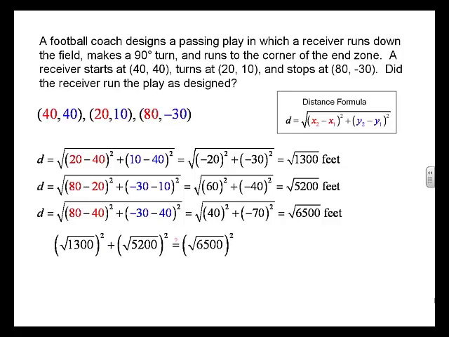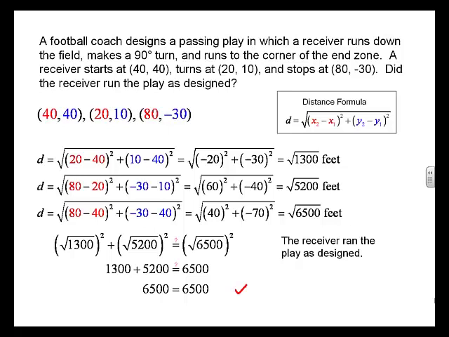So plugging into the Pythagorean theorem, we have the square root of 1,300 squared plus the square root of 5,200 squared is equal to the square root of 6,500 squared. Simplifying, we have 1,300 plus 5,200 equals 6,500. So we see that 6,500 does equal 6,500, and this is a true statement. Therefore, the receiver must have made a 90-degree turn, and the receiver ran the play as designed.